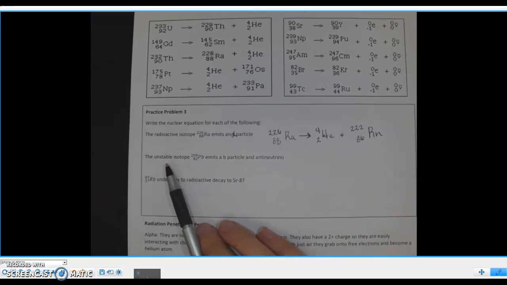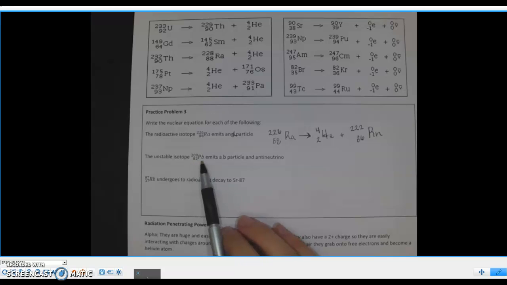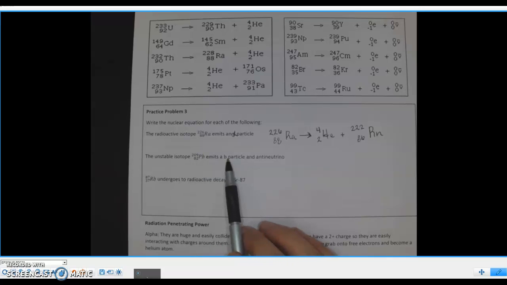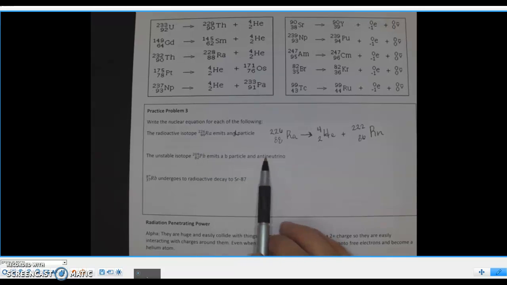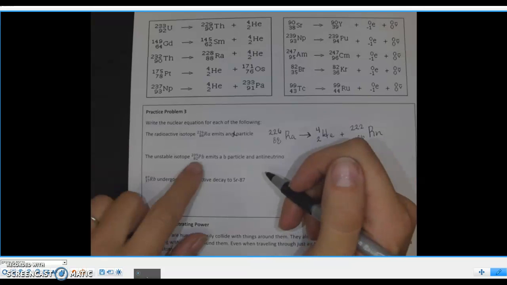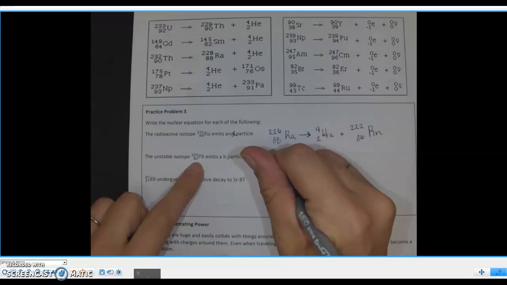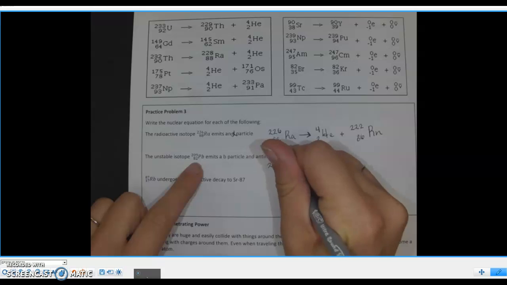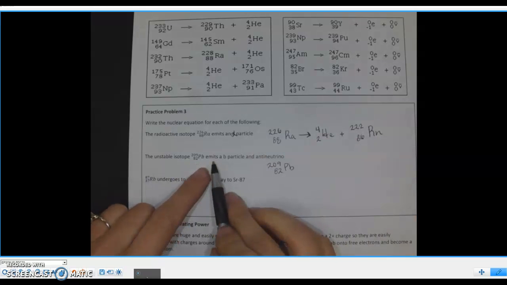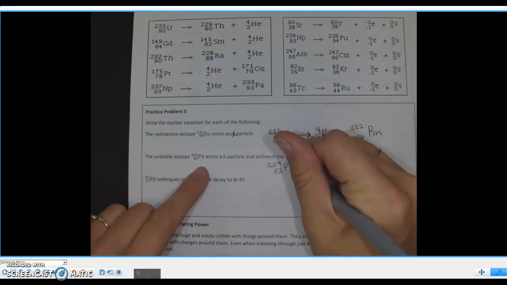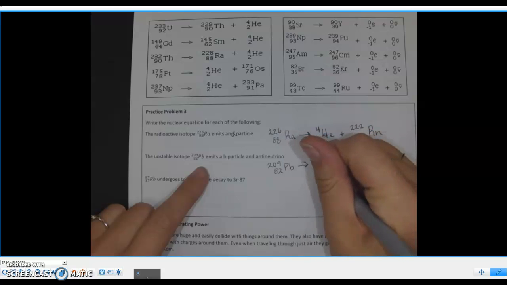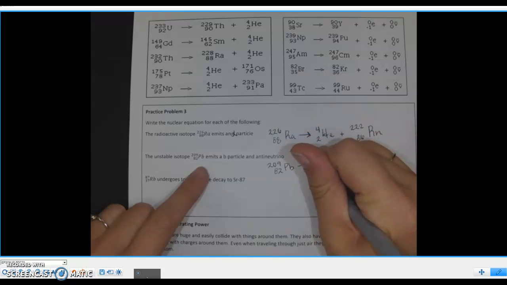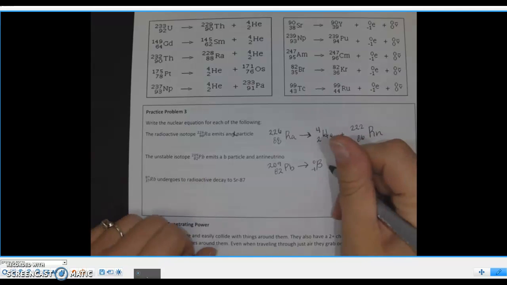Okay, now we have an unstable isotope of lead-209. It's going to emit a beta particle and an antineutrino. Okay, so we're starting with lead-209. And we're going to emit a beta particle. So that's our -1 and 0 there.